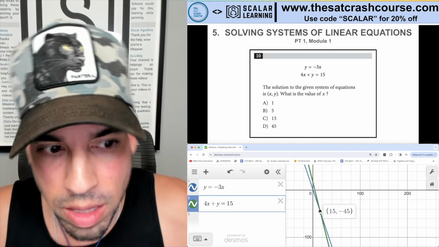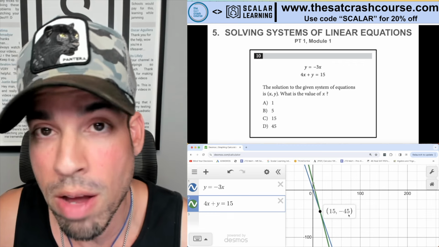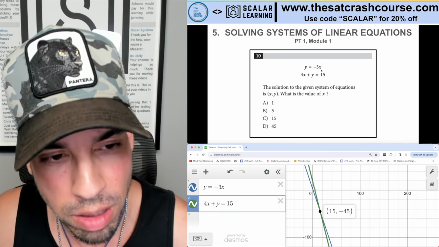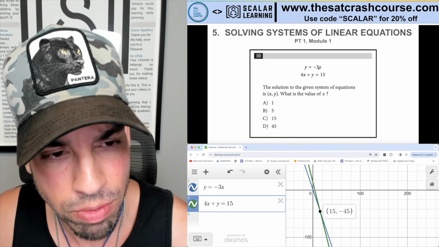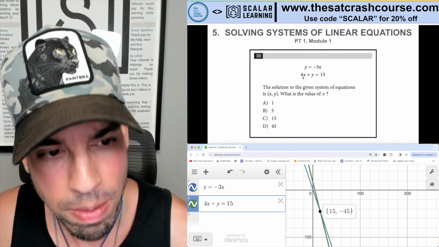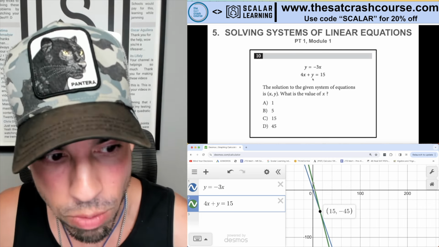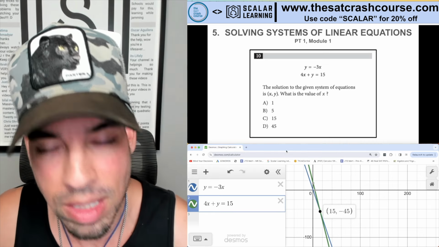We're going to look at that intersection point. That's the solution, right? And they want the x value, not the y value. The y value is negative 45. The x value is 15. Just for fun, if you want to plug in and check, if I plug in 15 for x, I get negative 45. That works. If I plug in here, I get 60 plus y equals 15. Y would again equal negative 45. That confirms C is the winner.